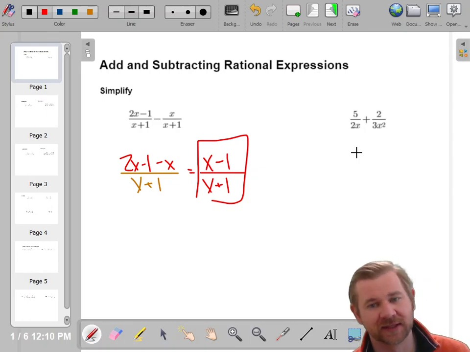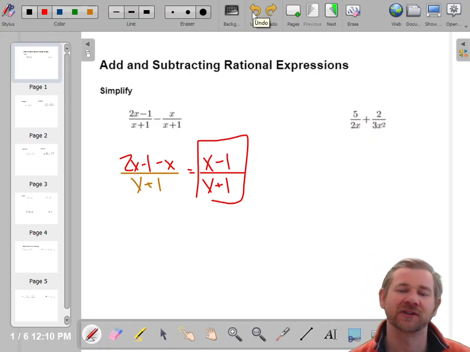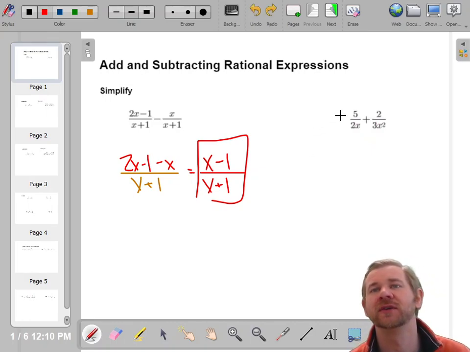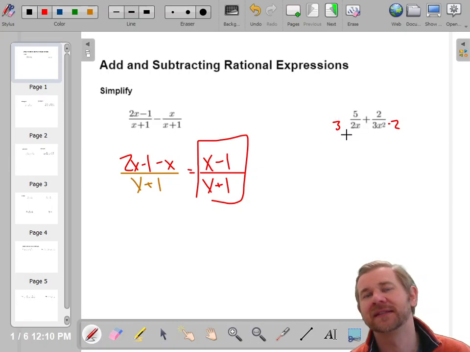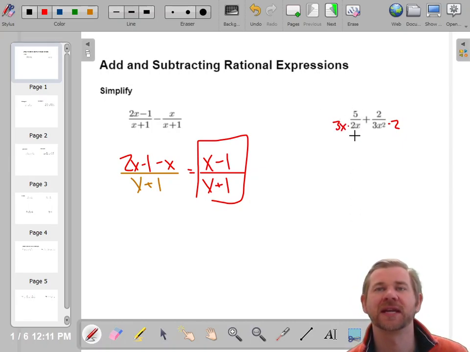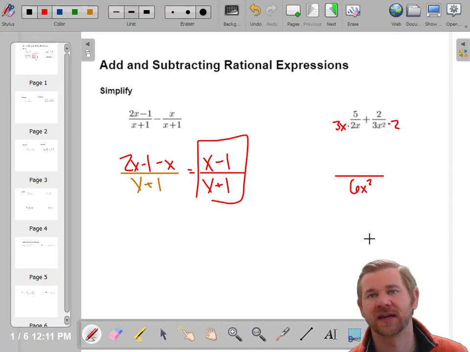This one doesn't. It's more work. So what we're going to do is look and say, all right, 2 and 3. 2 and 3 don't have any factors that they share. So the only thing I can do is multiply one of them by 3 and the other by 2. Multiply them by each other. That would make this denominator 6x, but this one is 6x squared. So I need another x here. So I'm going to multiply this denominator by 3x, so its denominator will be 6x squared. And then I'll multiply this guy by 2, so they're both 6x squared.